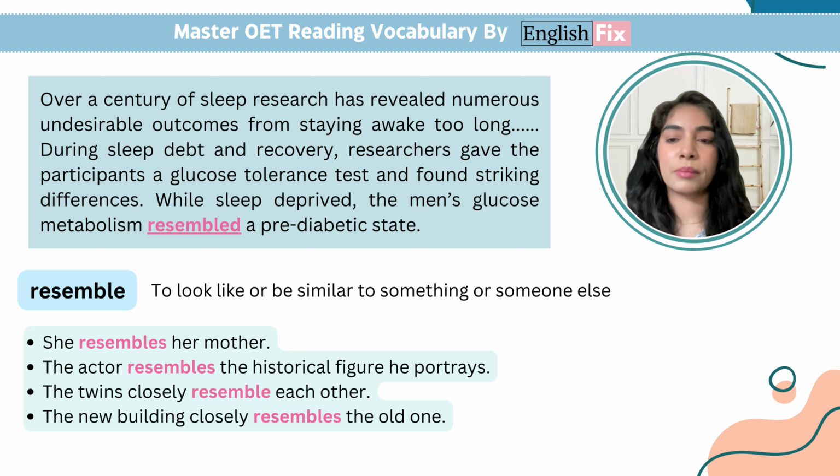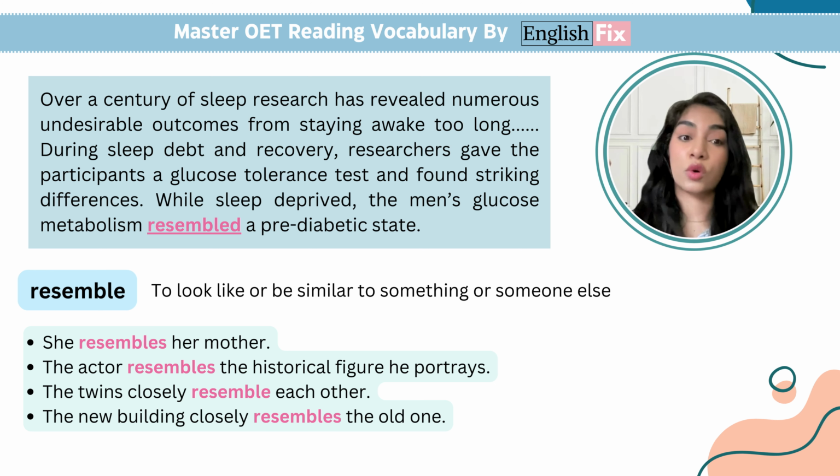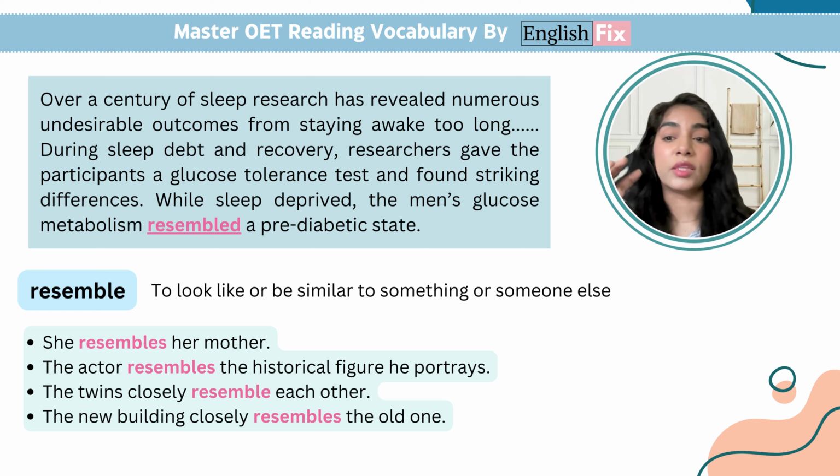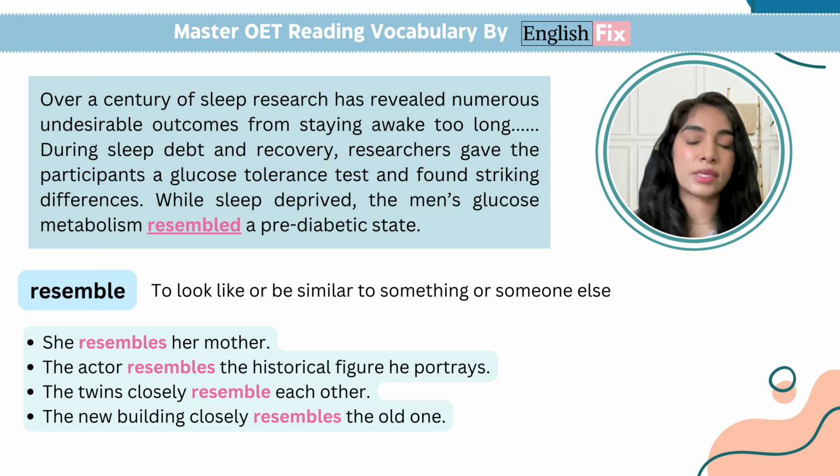So they resemble their parents, or the actor resembles the historical figure he portrays. So the actor looks very similar to the historical figure that he is playing in the movie or the drama anywhere else. The twins closely resemble each other.